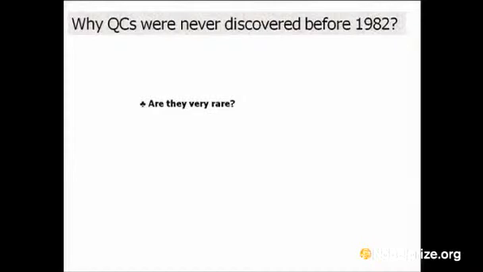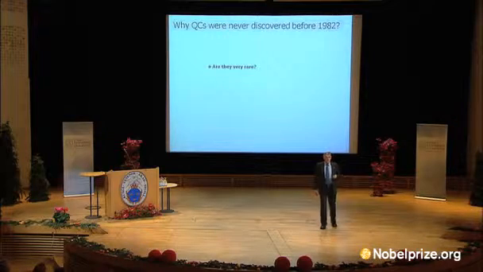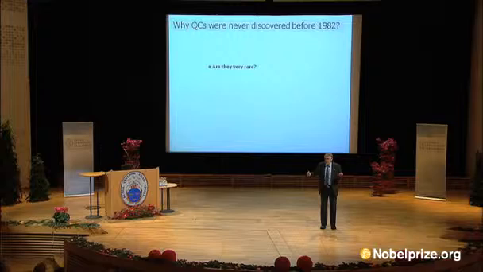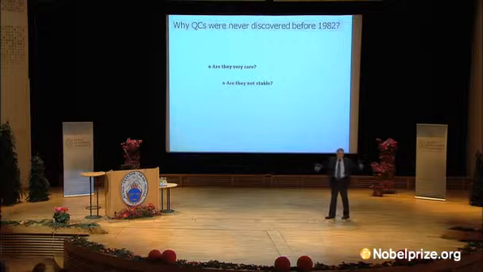Okay, so let me answer two questions you did not ask. Number one, why were quasicrystals never discovered before 1982? Now bear in mind that hundreds of thousands of crystals were studied during these 70 years, from 1912 to 1982. Nobody saw any quasiperiodic material? Why so? Well, maybe they are very rare. Well, we'll see. Maybe they are not stable. You hold them, they disintegrate. Maybe they're very difficult to make.